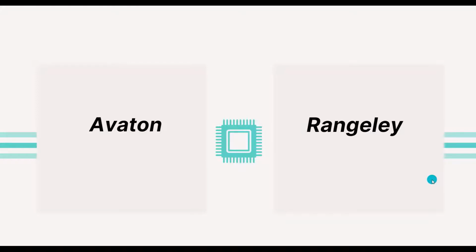Now, Rangeley. Okay, Rangeley is like the sister of Avoton. It targets the entry communication segment and is a key component in pushing Intel's communication workload consideration onto an Intel Atom architecture solution.